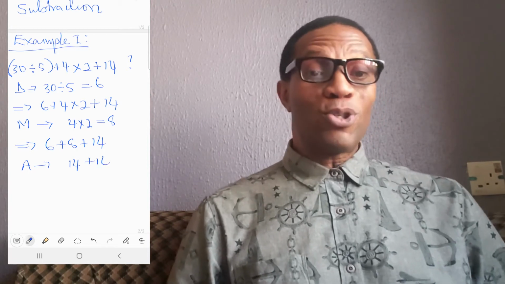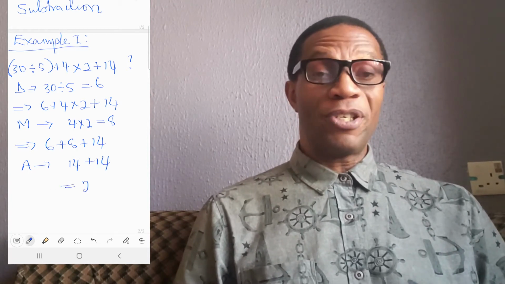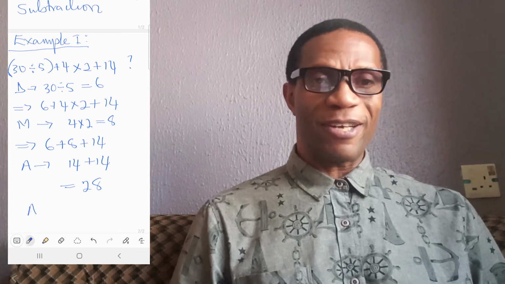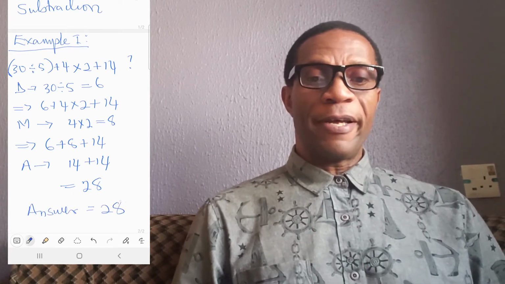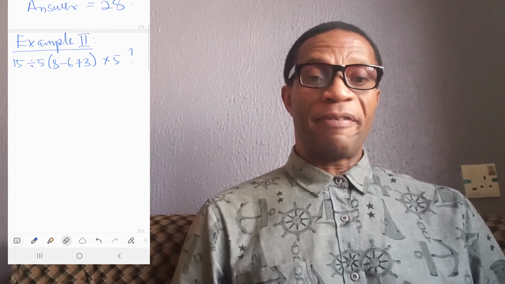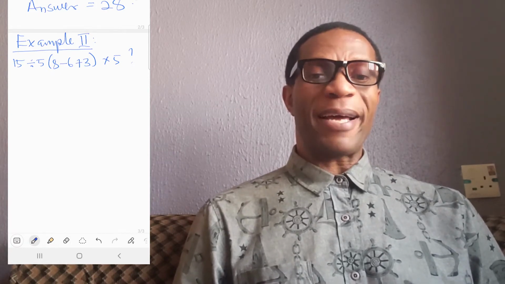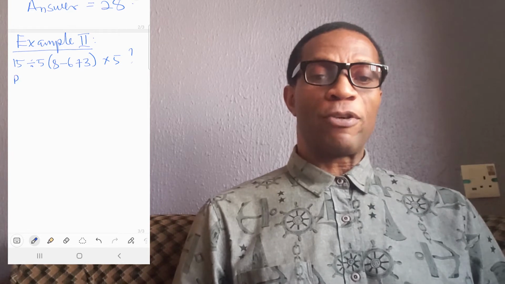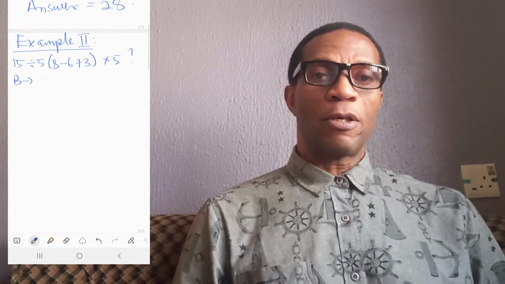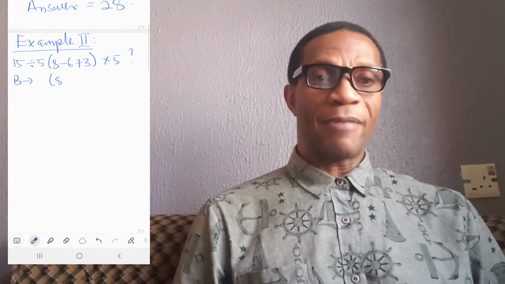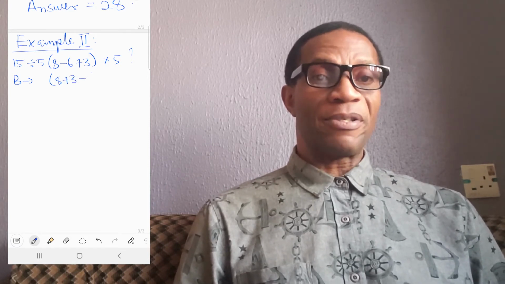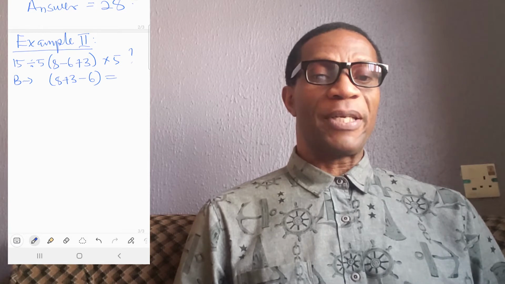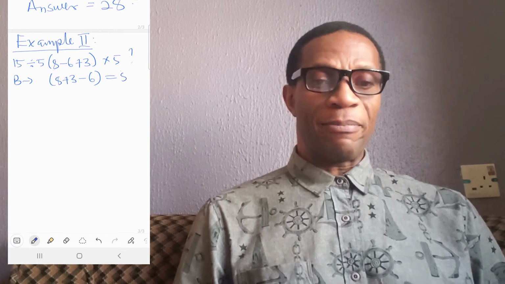Now, coming to our second example of using the BODMAS method to resolve fractions, we're going to have as example 2 the expression 15 divided by 5 times, in brackets, 8 minus 6 plus 3, close bracket, times 5. I will take it again. 15 divided by 5 times, in bracket, 8 minus 6 plus 3, times 5.